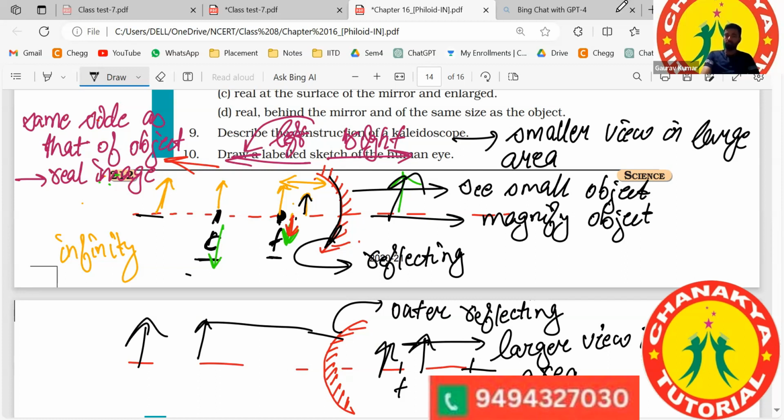So now you should know why I was telling you about the object being placed far from the center of curvature, at the center of curvature, at the focal point, and between the focal point and the mirror. It is just to tell you that all kinds of images formed are real except if the object is placed between the focus and the mirror. Whereas in a convex mirror, every image is virtual. There is no real image.